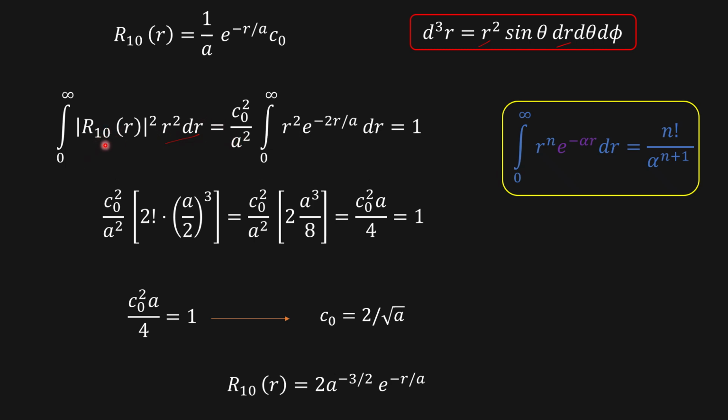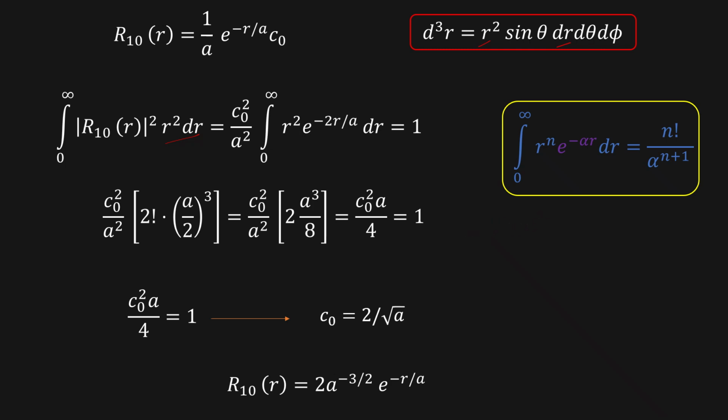Now you replace the radial part of the wave function, which is C naught divided by a. So if you square it, this will become C naught squared over a squared, integral from 0 to infinity of r squared e power minus 2r over a dr, which must be equal to 1. Here this is the standard integral, integral of r power n e power minus alpha r dr is equal to n factorial divided by alpha power n plus 1.